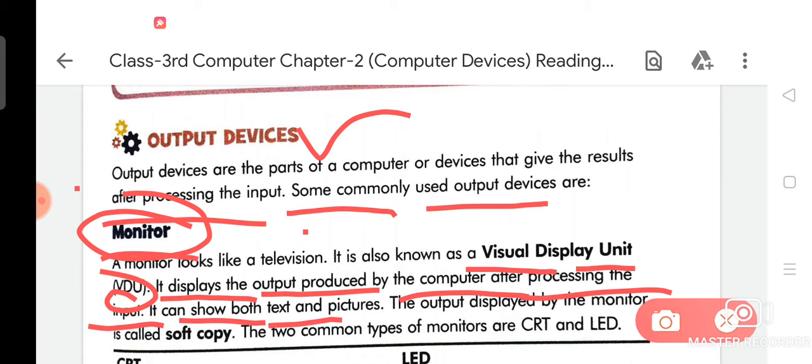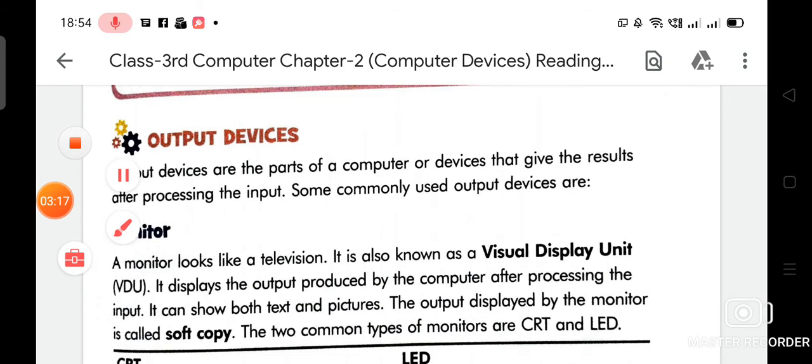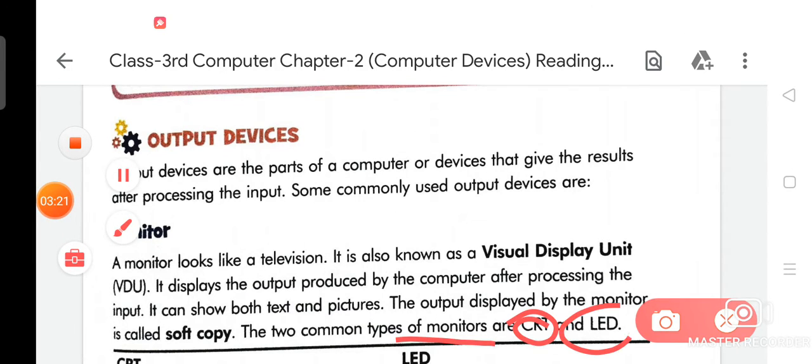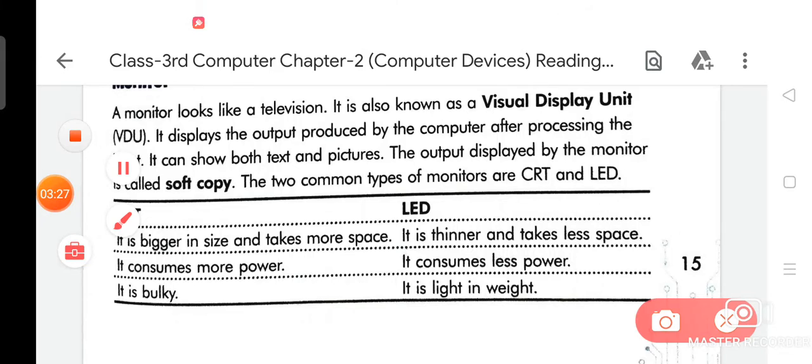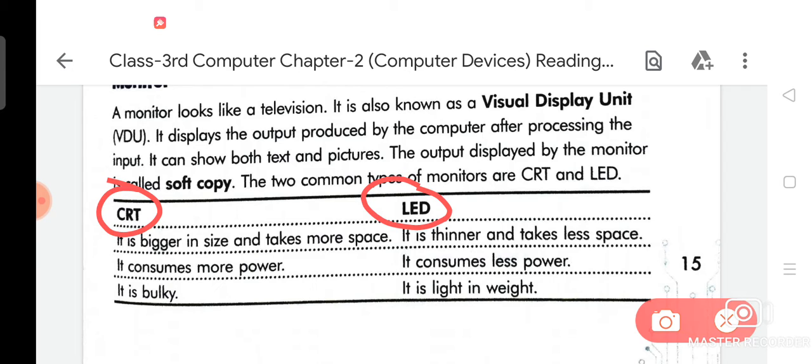It can show both text and pictures. The output displayed by the monitor is called soft copy. The two common types of monitors are CRT and LED. Now we are going to read about CRT and LED. Now we are going to discuss the difference between CRT and LED. First of all, we will discuss CRT.